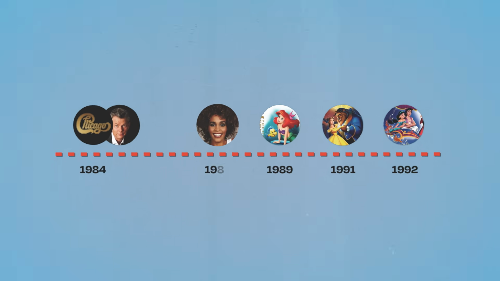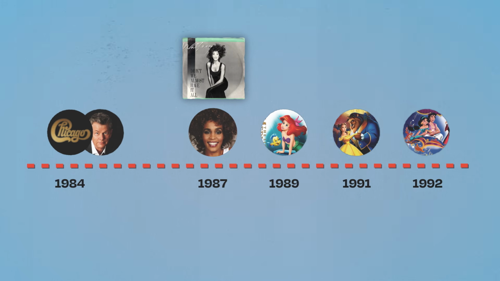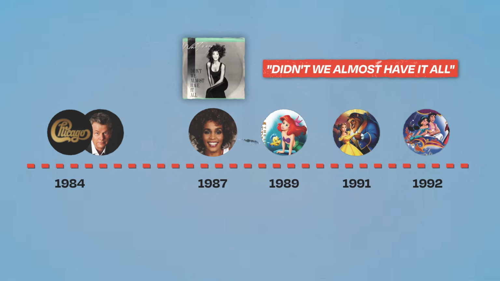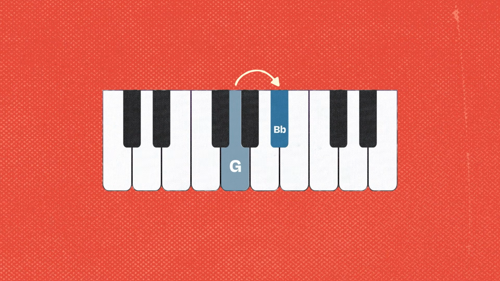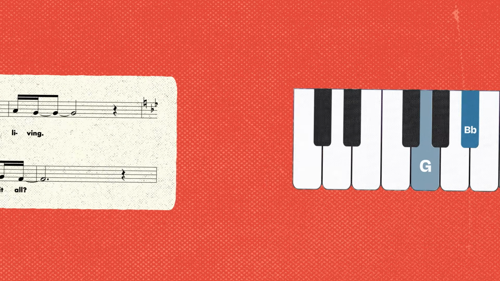A few years later, in 1987, Whitney Houston released the song Didn't We Almost Have It All? And it modulates from G major to B flat major right in the middle of the chorus.